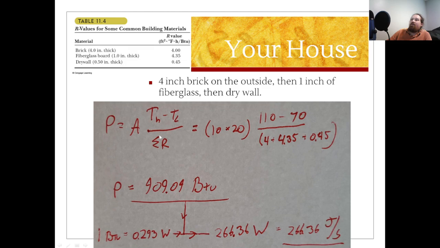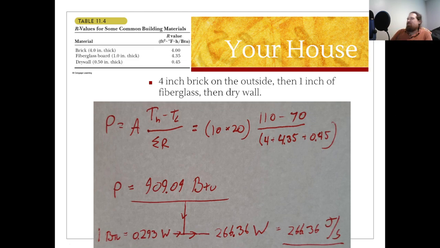And then lastly is the sum of all of the R's. So we have one 4-inch layer of brick, that R value is 4. 1 inch of fiberglass, that value is 4.35. And lastly, standard industry drywall is 0.45. And so all of those will get added together and plugged in for sigma R. And this would tell us that the power through this particular wall would be 909 British thermal units per hour. I didn't write the hours part.